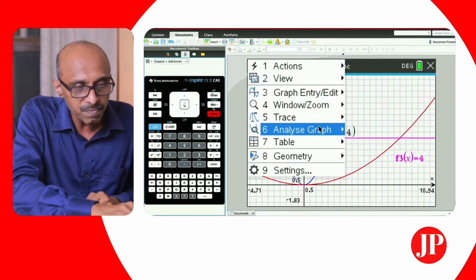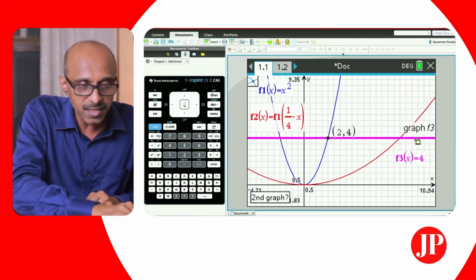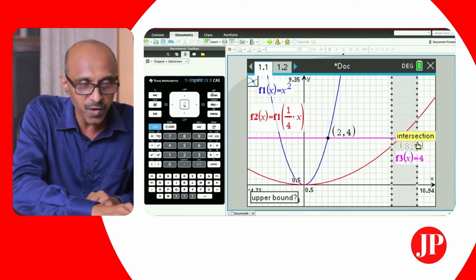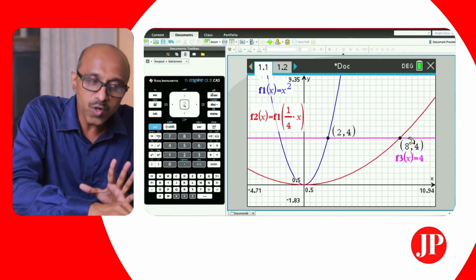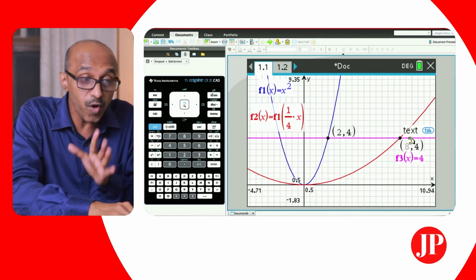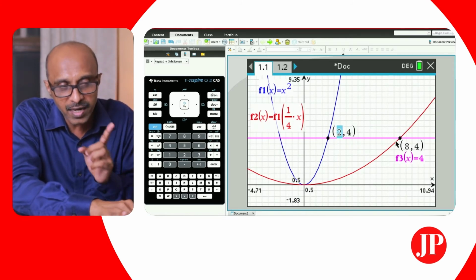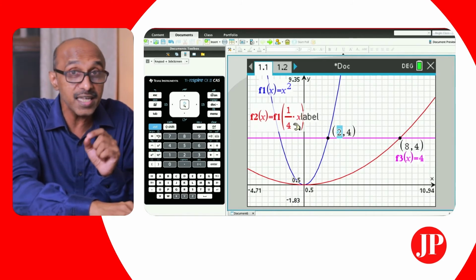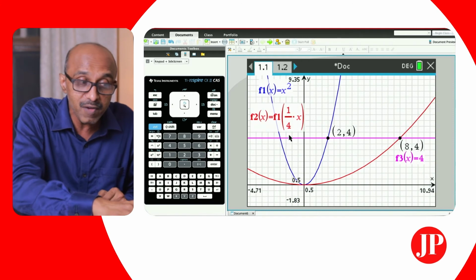So here we go, menu, analyze, intersection of this red graph with that magenta. That's the point we're looking for. And here we have 8, 4. So 8, 4 are the coordinates of the transformed point. The original point was 2, 4. And if you were to compare 2 and 8 with this a as 1/4, it's the same factor, all right? 2 divided by 1/4.